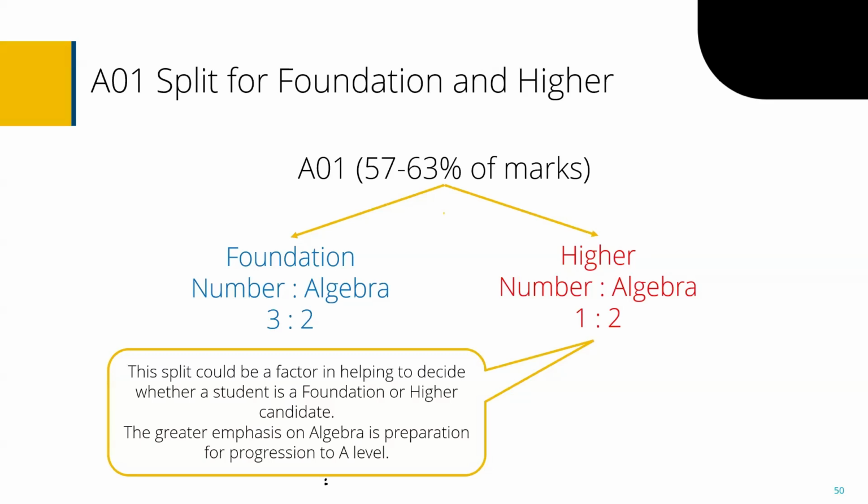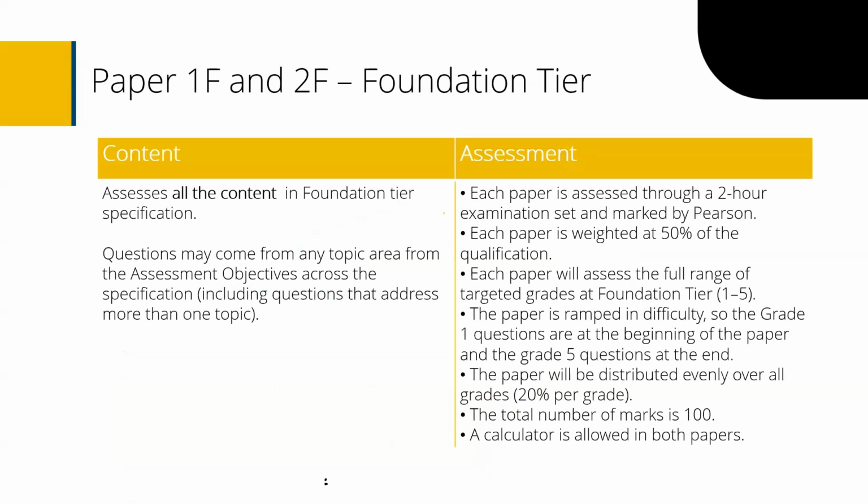If we then look at the foundation tier separately, all the content from the specification can be assessed in each paper. It's 2 hours in length, 100 marks each paper, and it focuses on grades 1 to 5, with approximately 20 marks at each of the 5 grades. So you think about it going up like that. It's ramped up in difficulty, so the grade 1 questions are at the beginning and the grade 5 are at the end. And of course, calculators are allowed in both. Again, I'll give you just a minute to have a quick look if there's anything more you want to take from this slide.